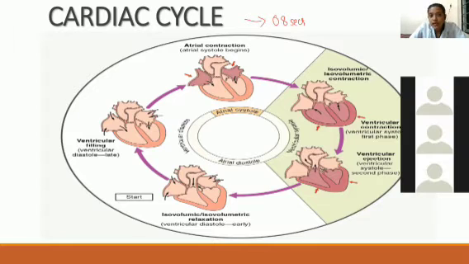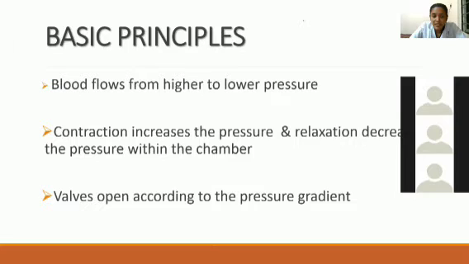Before studying the cardiac cycle, we should know some basic principles. Let's see about that. The first principle is that blood flows from higher to lower pressure. Where the pressure is high, from that area to lower pressure, the blood will flow.